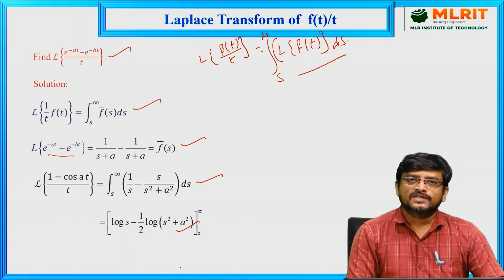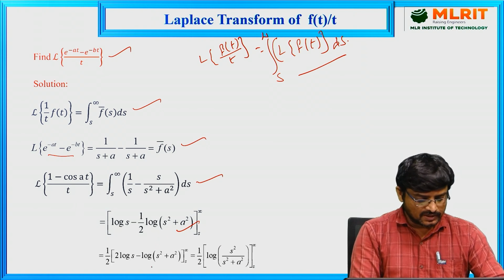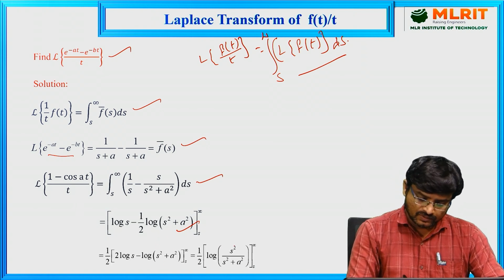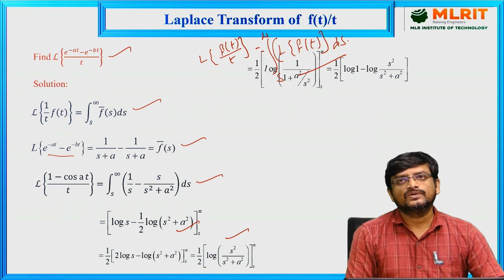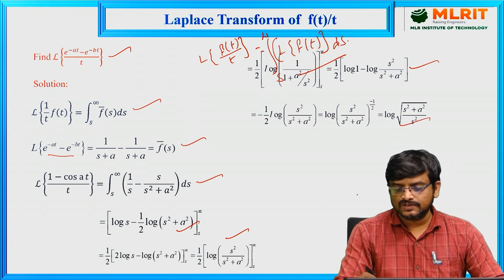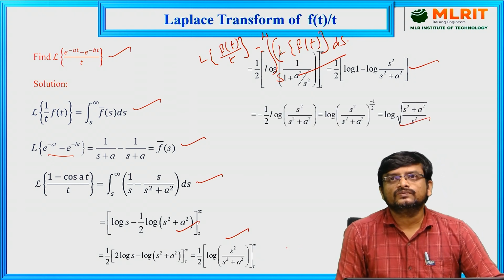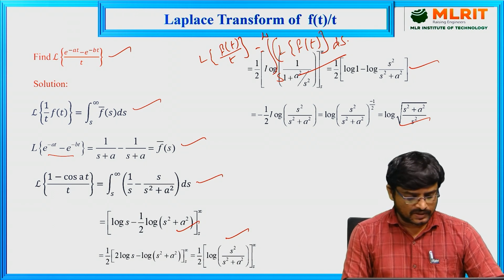Integral of f dash x by f of x, you will get this. Then substitute the upper limit and lower limit. You convert this in the form of log of a by b, and then substitute the upper limit and lower limit here. You will get our required value here. This is our final answer: log of square root of s square plus a square by s square.